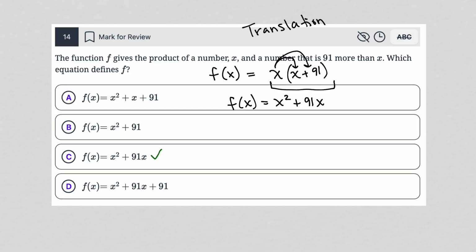Another way to approach this is through the plug in your own number strategy. We know that we can use that strategy typically whenever we have a variable or multiple variables in the answer choices. The way that we approach that, and I'll use a different color here, is we make up a number. So if I said, let's say x is equal to 2. So then when I read the question, I'm using the number 2 instead of the letter x. The function f gives the product of a number 2, so 2 times, because product means multiply, and a number that is 91 more than 2.